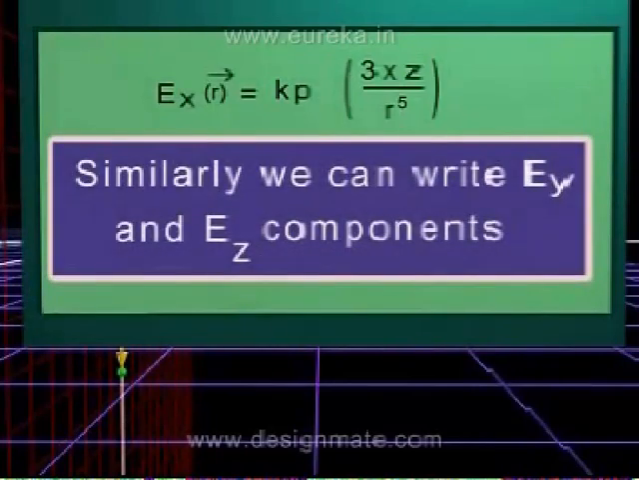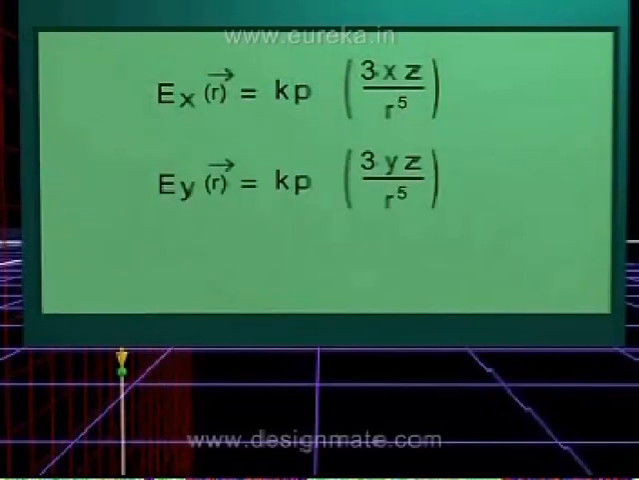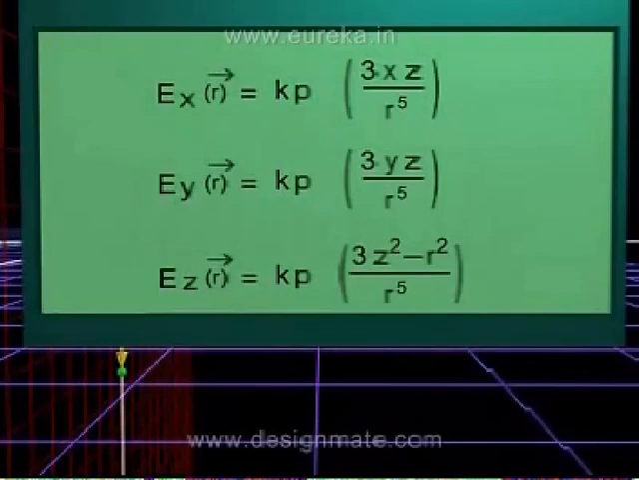Similarly, we can write Ey and Ez components. Ey(vector r) is equal to kp times 3yz upon r raised to 5. Ez(vector r) is equal to kp times (3z square minus r square) upon r raised to 5.